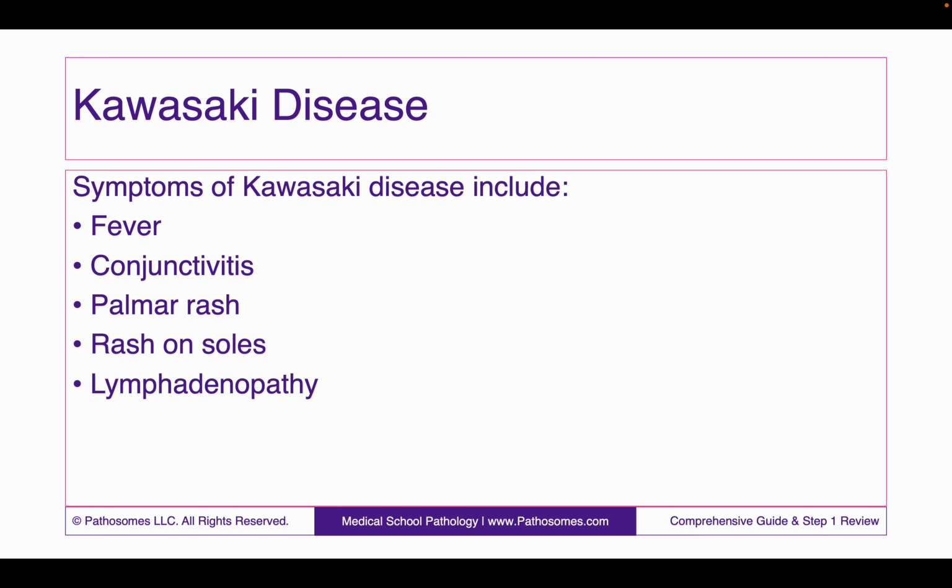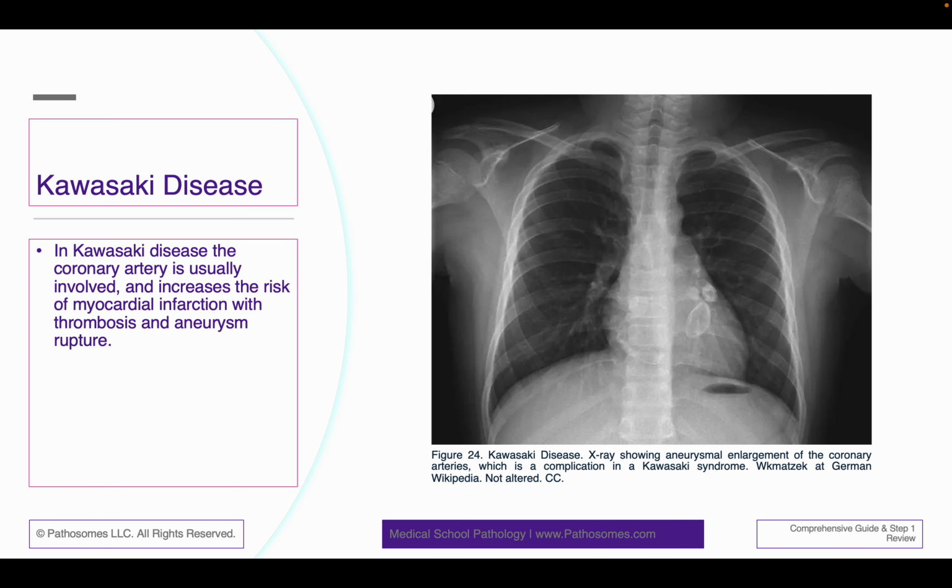Symptoms of Kawasaki disease include fever, conjunctivitis, palmar rash. Look out for that on physical exam, right? Rash on the soles even. And lymphadenopathy. In Kawasaki disease, the coronary artery is usually involved and increases the risk of myocardial infarction with thrombosis and aneurysm rupture.